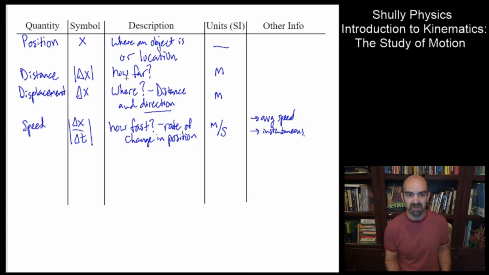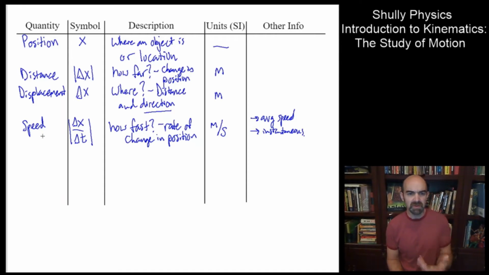We went from distance to displacement, which included direction, and we got speed, which is a rate of change of position. And I guess we could actually insert there for distance. It's a change in position, the measure of the change in position, measured in meters. I should have added that before.